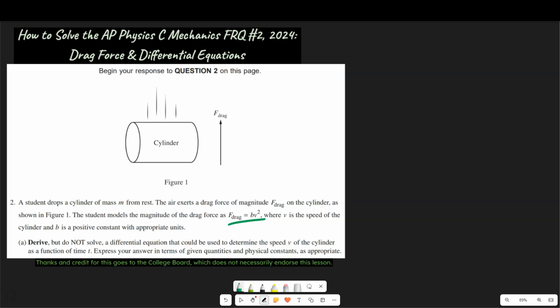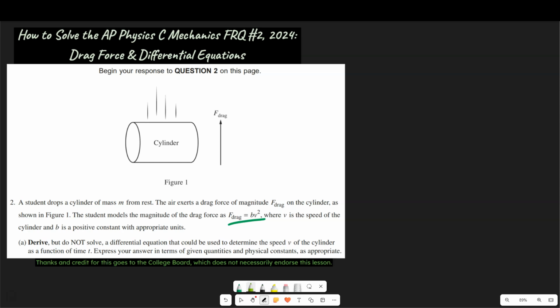Similar things happen when people skydive out of an airplane. It makes sense that the air resistance or the drag force would be greater the faster the object was traveling, right? Okay, well, let's see where we go with this. This problem is actually a lot easier than it could be because they say derive but do not solve a differential equation that could be used to determine the speed v of the cylinder as a function of time t. Express your answer in terms of given quantities and physical constants as appropriate.